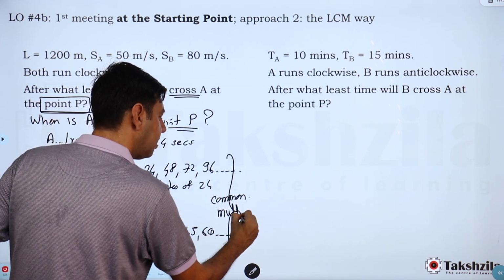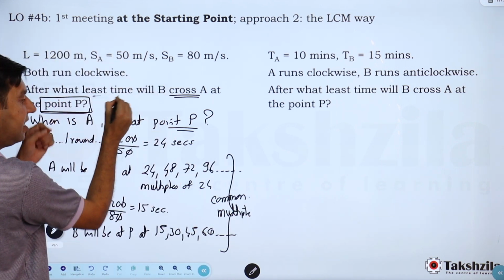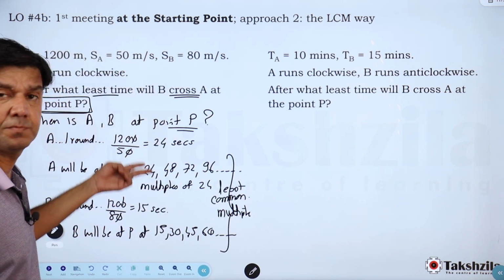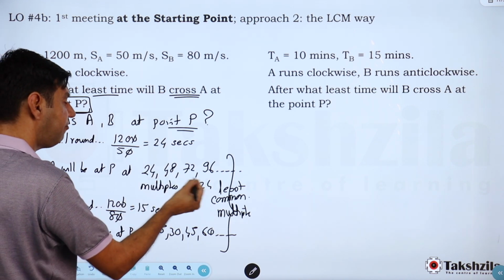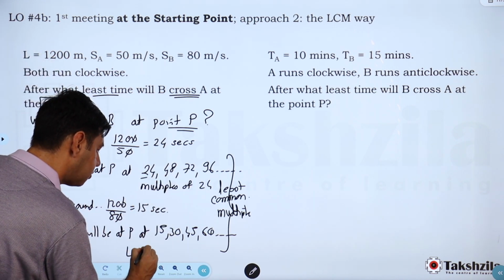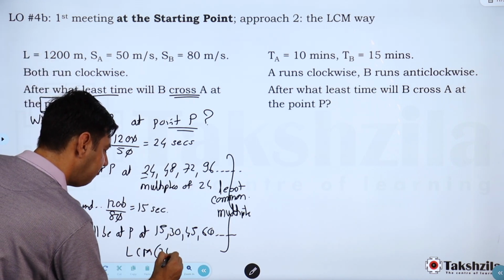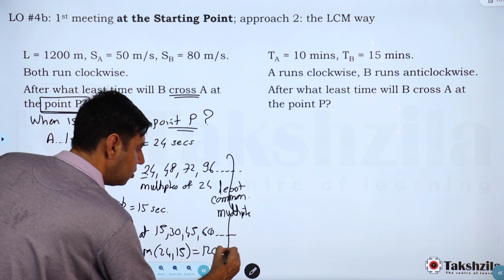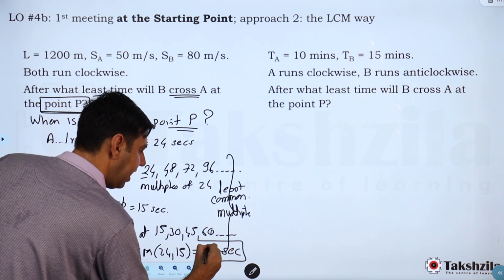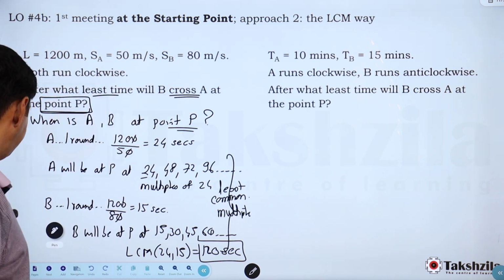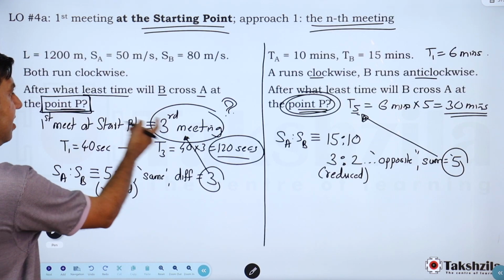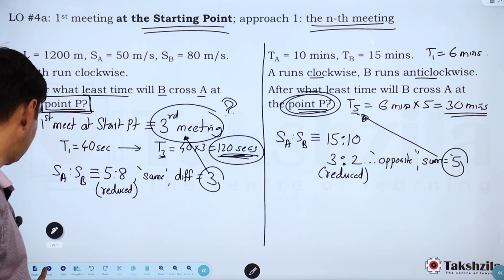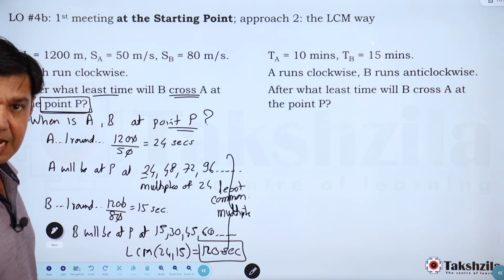And if I want the least, then I look at the least common multiple, which is the LCM. So what is the LCM of 24 and 15? So this is 24 and 15, and I guess you should be able to do it: 120. So 120 seconds is the LCM. So let's check, was this the answer when we did this? Yes, they meet at P, the third meeting, which happens after 120 seconds. So we got the same thing here.